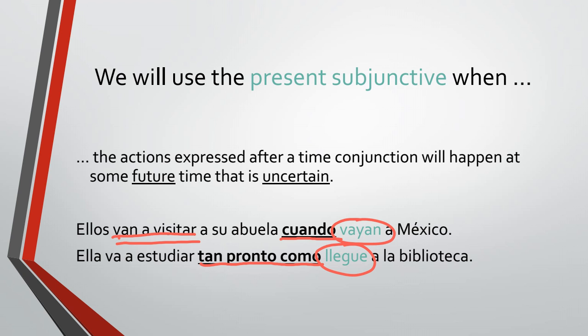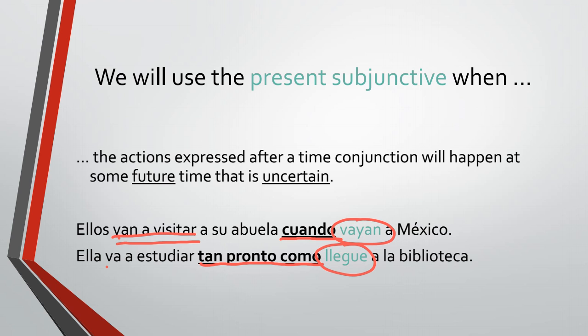In the next sentence, ella va a estudiar tan pronto como llegue a la biblioteca. So, arrive to the library. Is this an action that happened a lot? Is it habitual? Or is it an action that will happen at some future time and we're kind of uncertain of when it will happen? Well, let's look at the first part.